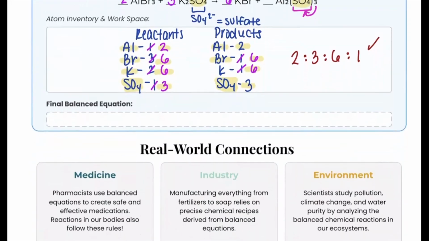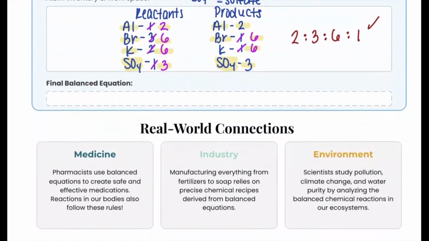But why does this matter anyhow? You see, balanced equations show up everywhere, whether that's in medicine, industry, or in the environment. Pharmacists rely on balanced reactions to create safe medications. Engineers use them to design efficient chemical processes. Guys, even the air we breathe depends on balanced chemical reactions happening constantly. So this skill isn't just for your chemistry class, it's part of how the real world works.